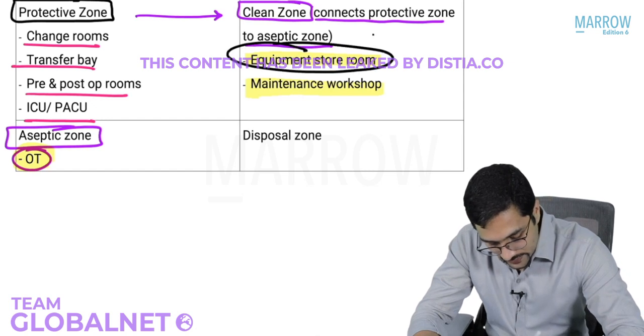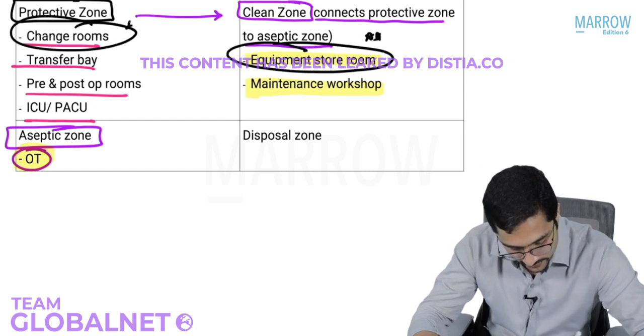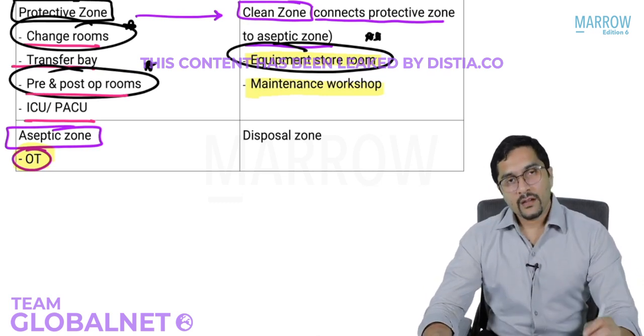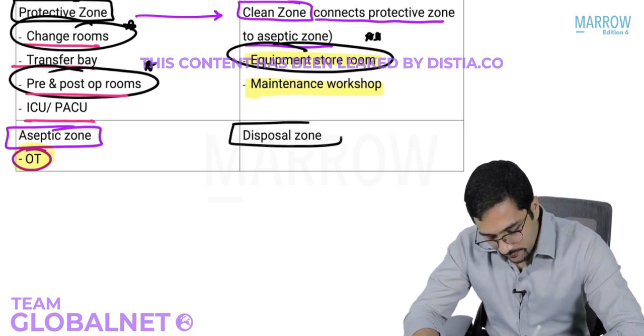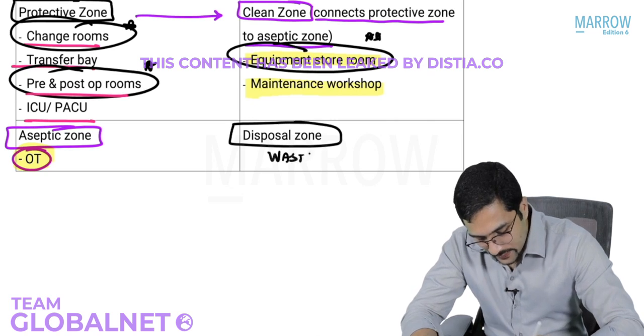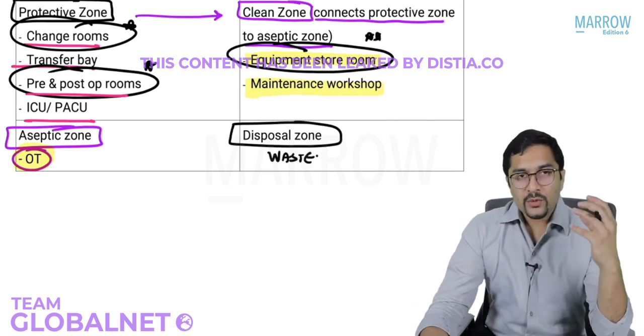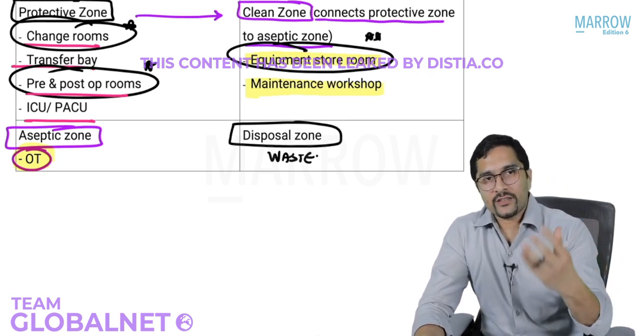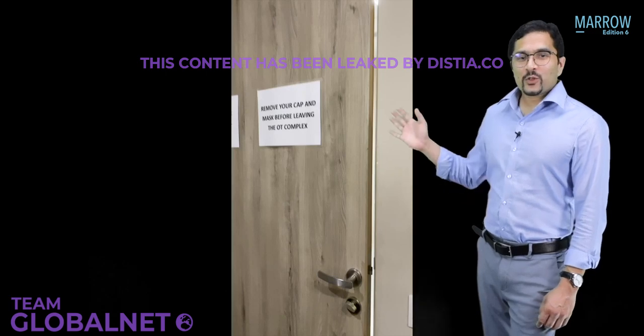This has also been asked in the exam. Changing rooms have been asked in the exam, and pre and post operative rooms have been asked in the exam. Finally, you have the disposal zone where we throw off all the waste. That is the disposal zone. So I just want you to watch a video now and see all these zones which I've described in the video. So we'll go through the various OT zones.